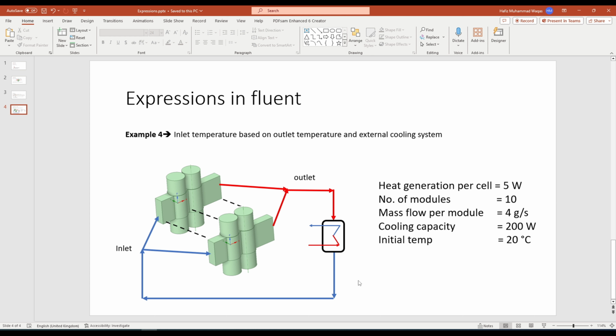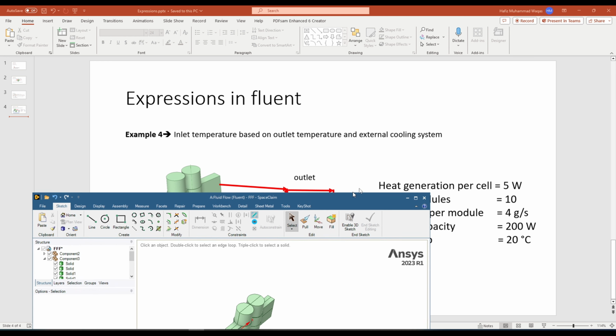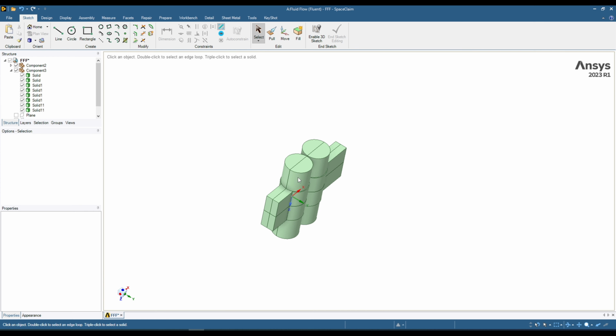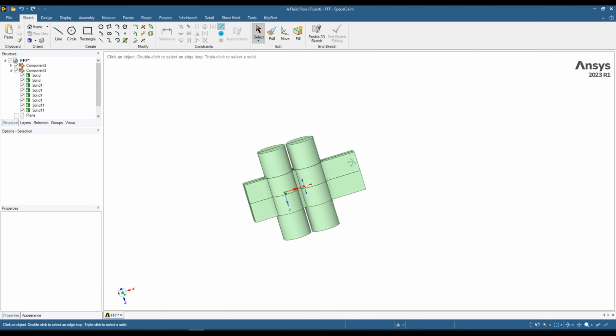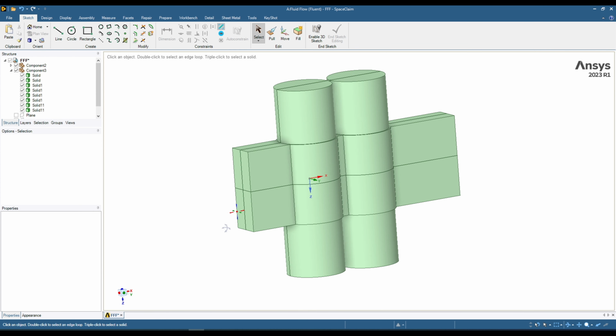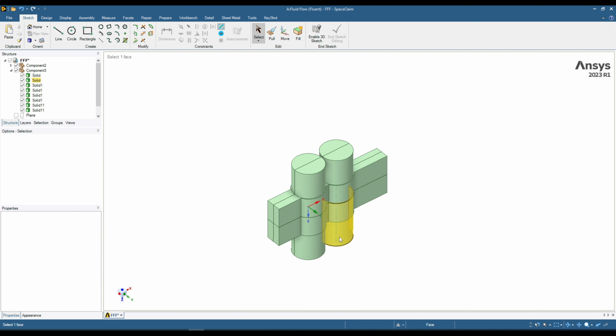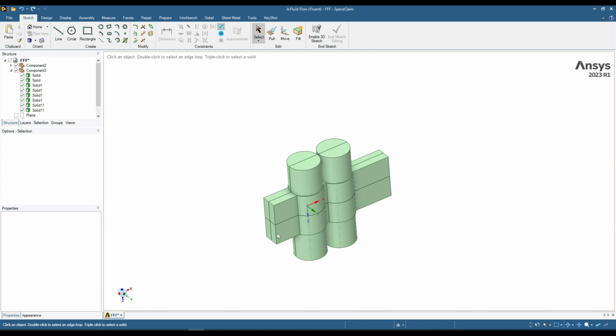Now let's start with our expressions. Actually, before going into the expression, just let me show you the geometry. So that's how our geometry looks. As I said, we will be simulating only one module. Even that module will be in symmetry. I'm not going to show you the complete simulation here, maybe in another video, but here I will just show you the geometry that I have already prepared.